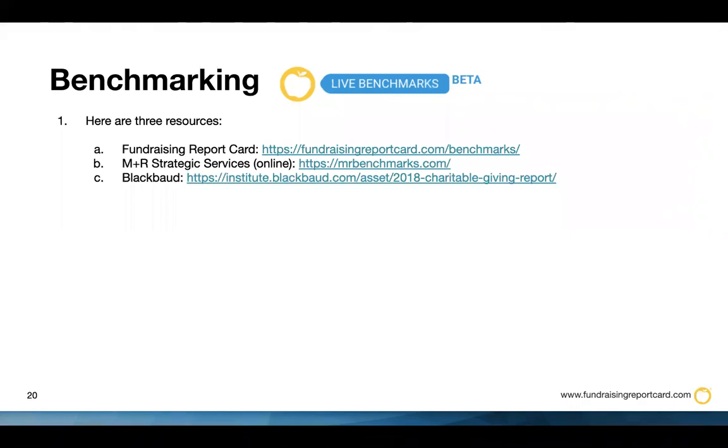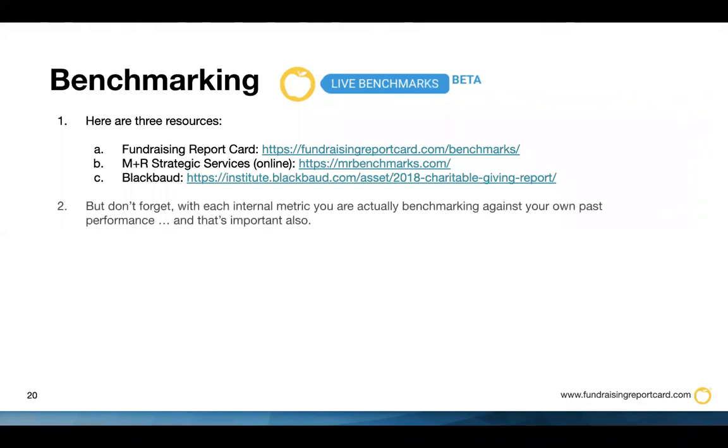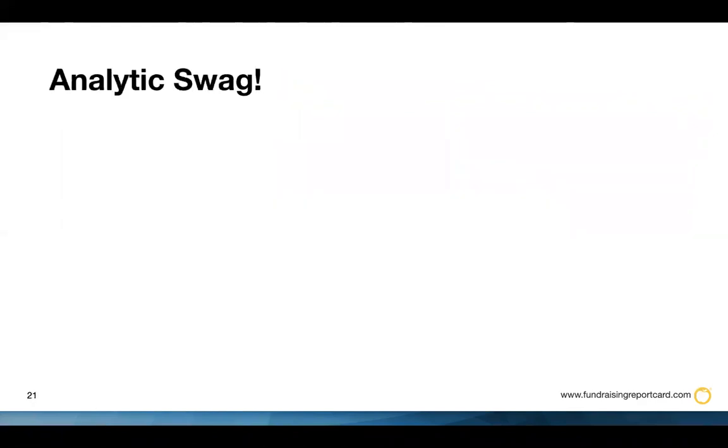We have an online program. M&R Strategic Services is sort of the go-to for online fundraising. They've got M+R Benchmarks. You can go out there and look at online benchmarking and see how you compare. And then the biggest player in the space is obviously Blackbaud. Every year they do a big charitable giving report, has lots of information in it that you can look at. Different size organizations. It's a good thing to always have on the shelf. So if you want to look at things, I think they just actually released their 2018 charitable giving report. So that's out there and available for you. But again, don't forget, look internally first against your own past performance, because that's important also.